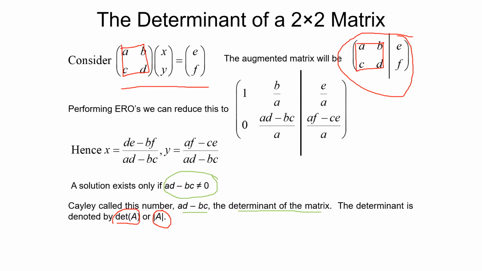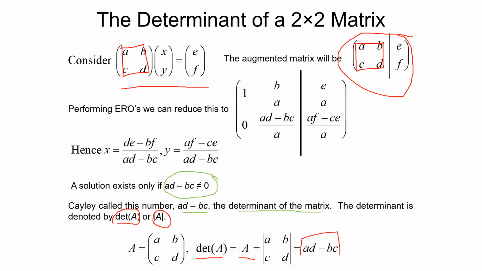So that's how you denote the determinant. For example, if you have matrix A, B, C, D, the determinant of A, or modulus A, all refers to the determinant. This is how you identify the determinant of A, B, C, D. This is exactly the same as how I introduced the cross product formula for vectors. So AD minus BC is known as the determinant.